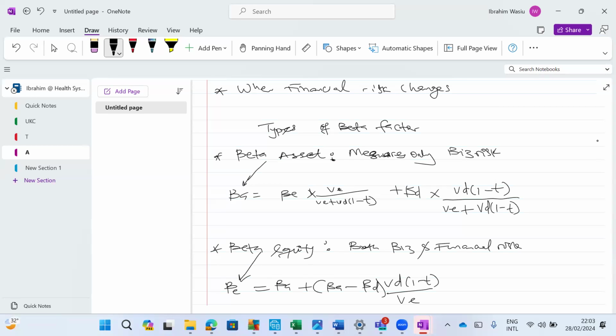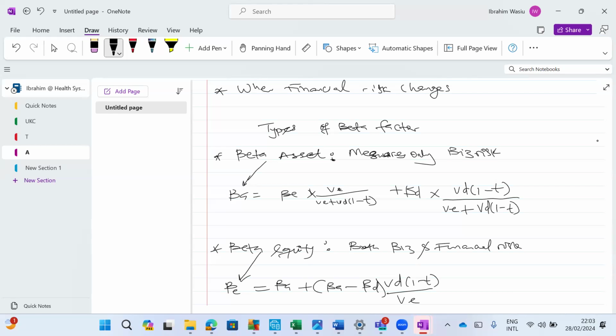Yes, sir. When they say equity, you will be thinking it's only shareholders fund. No, it's just a concept thing. It's not shareholders fund here. It's talking about when there is business risk and financial risk.